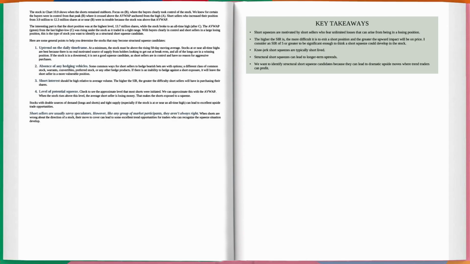4. Level of potential squeeze. Check to see the approximate level that most shorts were initiated. We can approximate this with the AVWAP. When the stock rises above this level, the average short seller is losing money. That makes the shorts exposed to a squeeze. Stocks with double sources of demand, longs and shorts, and tight supply, especially if the stock is at or near an all-time high, can lead to excellent upside trade opportunities.